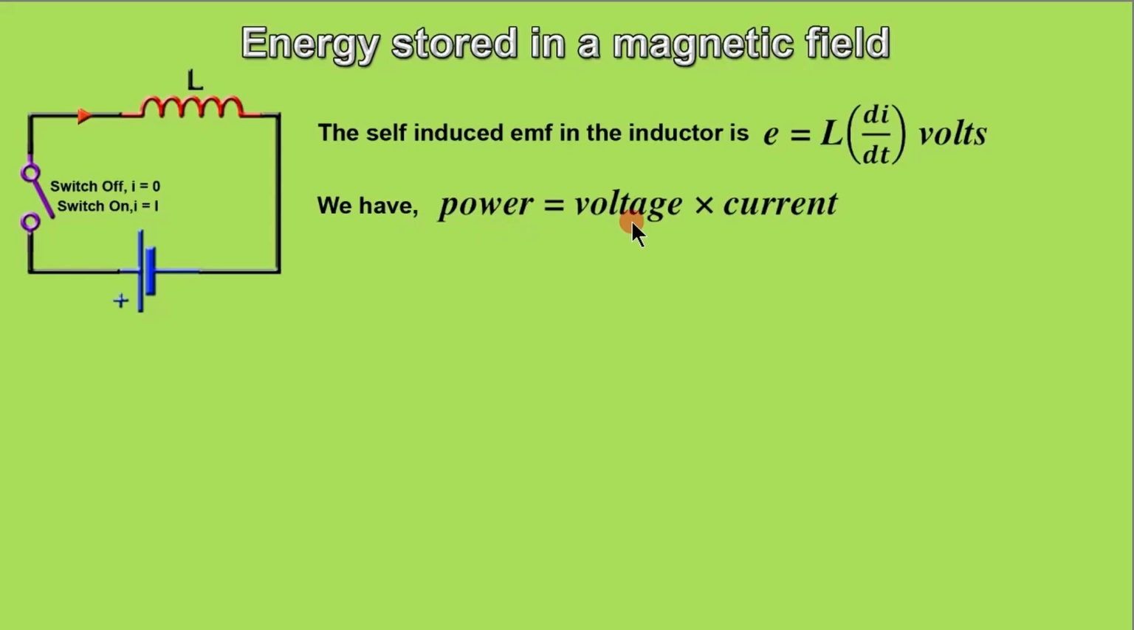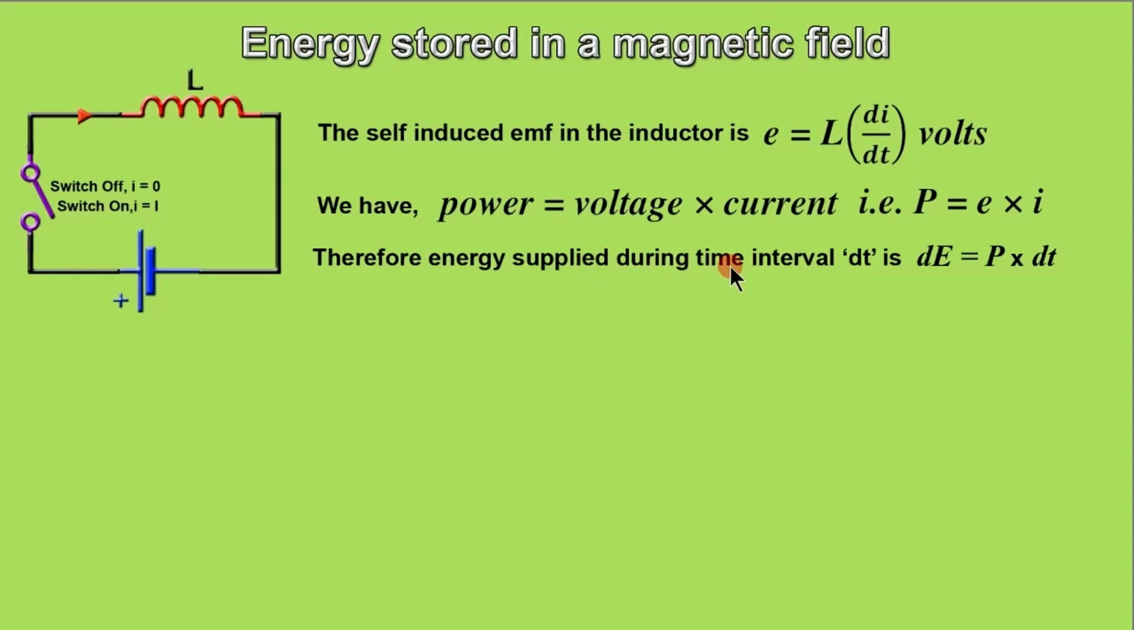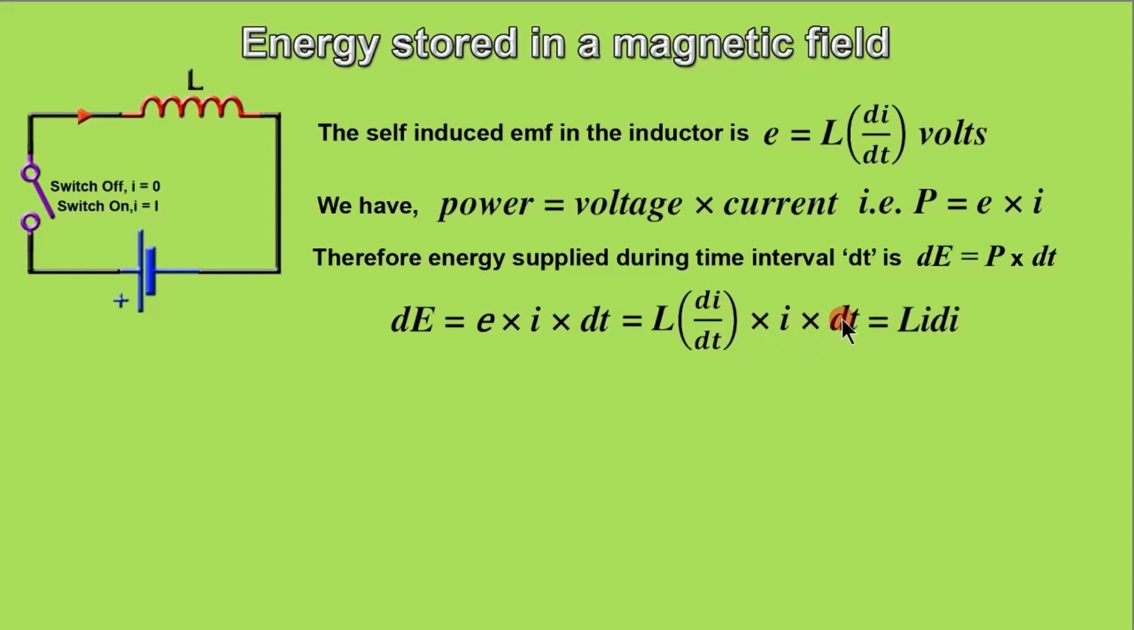We know that power is equal to voltage into current. P is equal to E into I. Therefore, energy supplied during the interval dt is dE equal to power into the time for which that energy is supplied. But P is E into I. Therefore, dE is equal to E into I into dt. Substituting the value of E, this becomes L into di by dt into I into dt. dt by dt is equal to 1. Therefore, this becomes L into I into di.